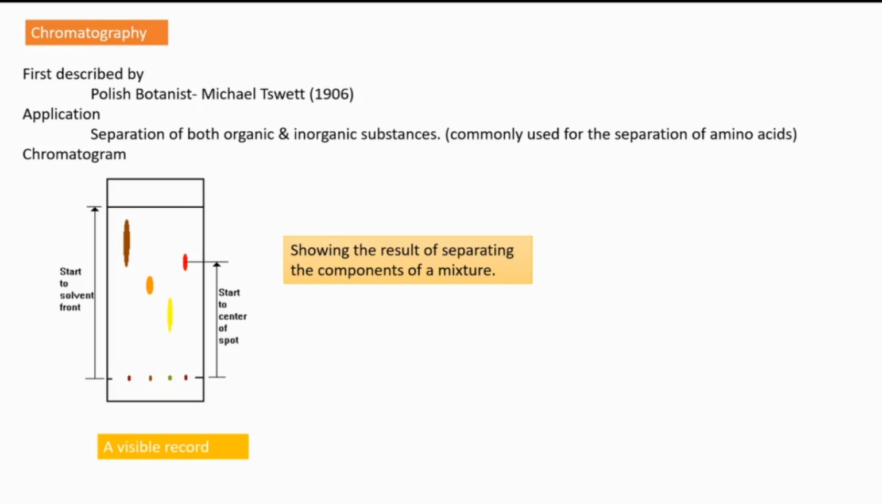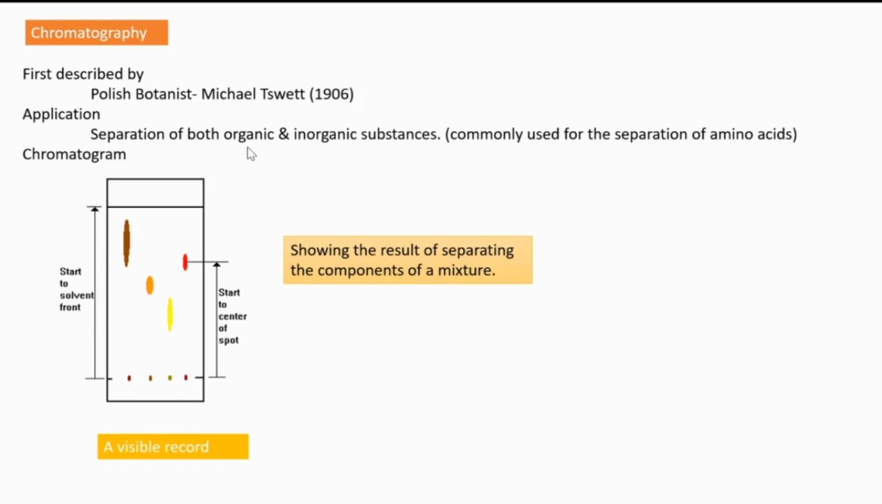Good morning, students. Today we are going to start the next technique, that is chromatography. Who described this process for the first time? It's by a Polish botanist called Mikhail Sweat in 1906. So, what's its application? That's the next point. It is commonly used in separation of both organic and inorganic substances.